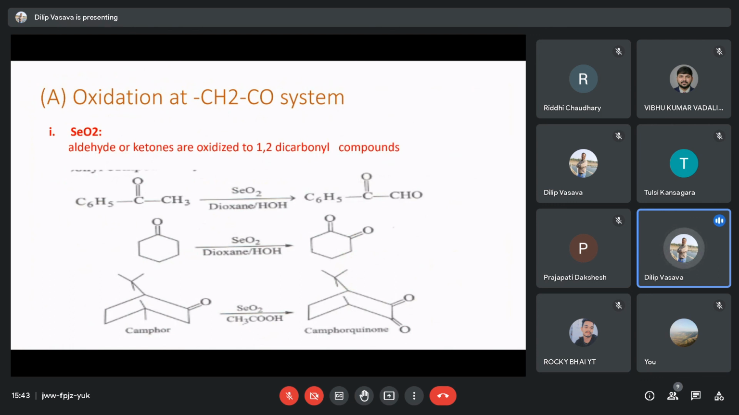Now this is the system where CH2CO is there, and that is also oxidized. Here also you can say CH2CO, it is a CH2 and here it is the CO. So it is oxidized in the presence of selenium dioxide. This is also a CH2CO system. This is the CH2, so that a diketone is formed.